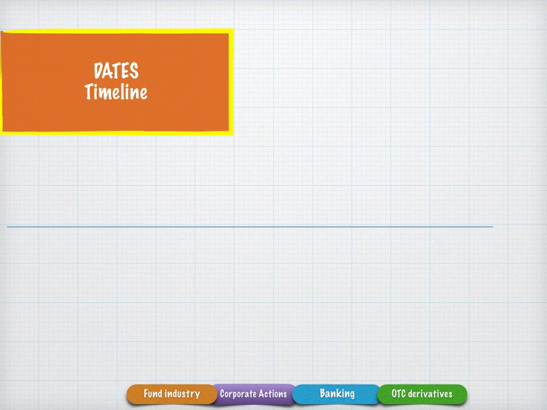The first is the announcement date, the second is the record date, the third is the X date, and finally the fourth is the payment date.